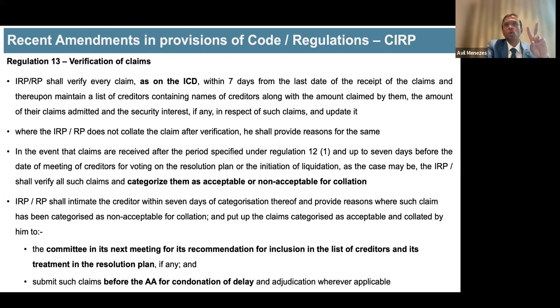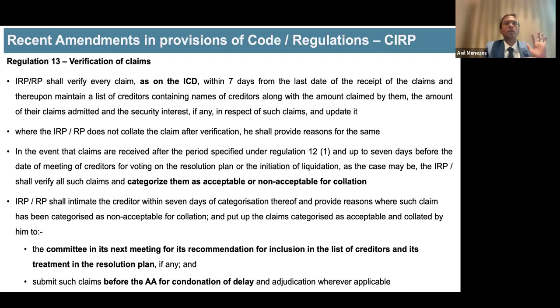So two things you have to do. If the claims are received late now, verify the claim and categorize it as acceptable or non-acceptable. Wherever you say acceptable, give a communication to the claimant saying that it's an acceptable claim, but it has come late. So now we will put it to the committee of creditors in the next meeting and seek their decision on whether to include this and what treatment is to be given. And also we will have to file to the AA for condonation. So earlier condonation was filed by the operational creditor.